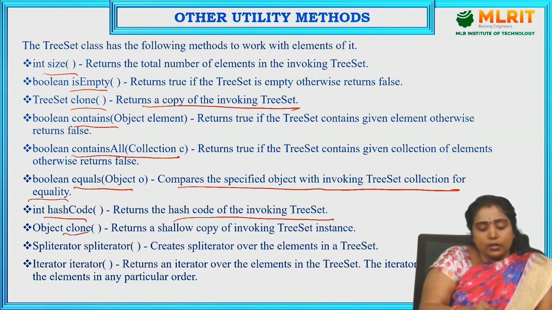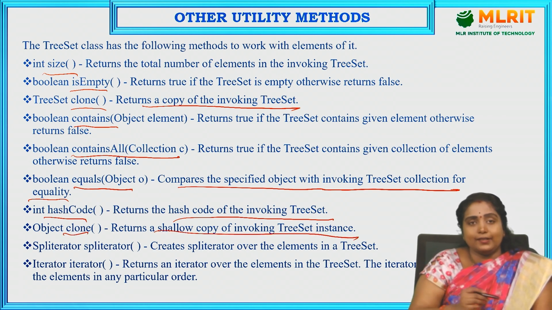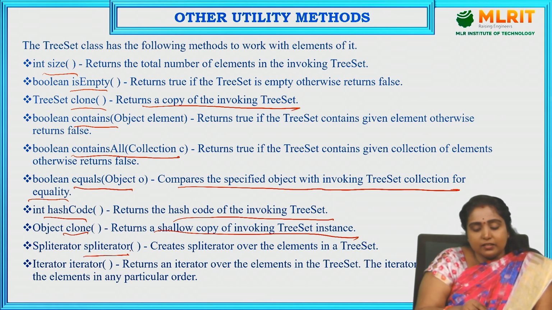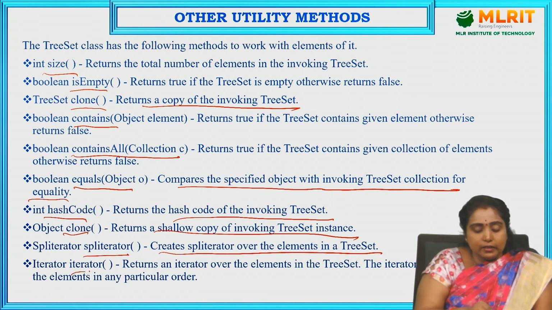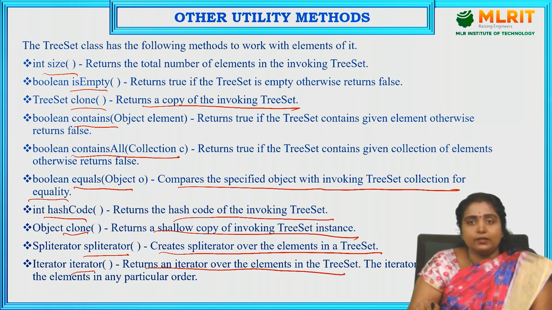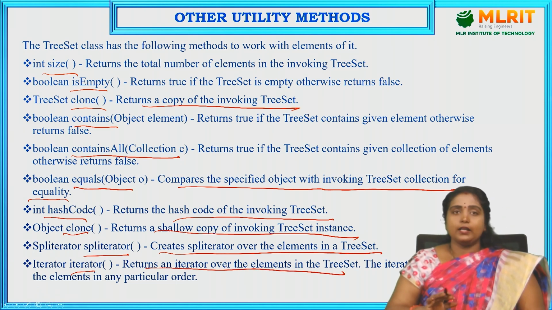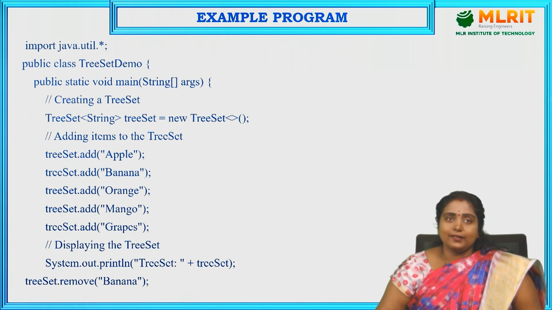And next, clone, it will return you the shallow copy of the TreeSet instance. And spliterator, it creates a spliterator over the elements in a TreeSet. And iterator, it will return you the iterator over the elements in the TreeSet in sorted order. So coming to the example program.